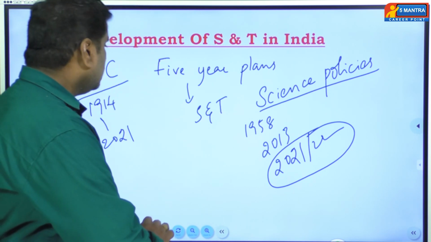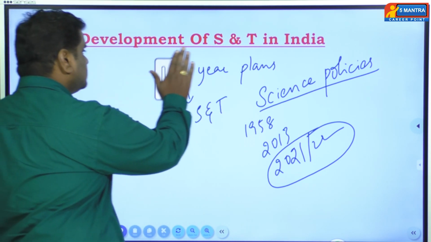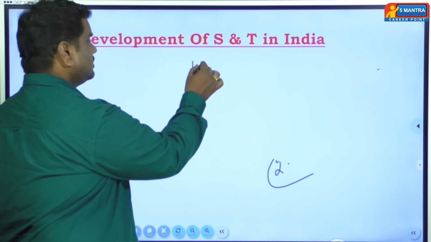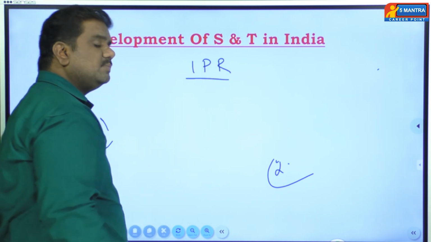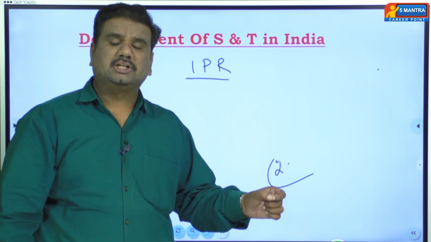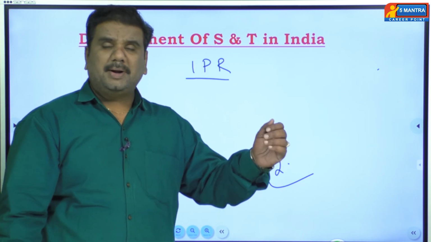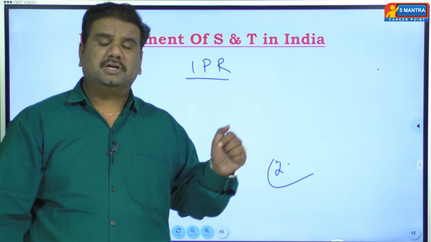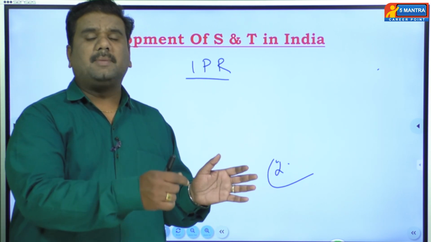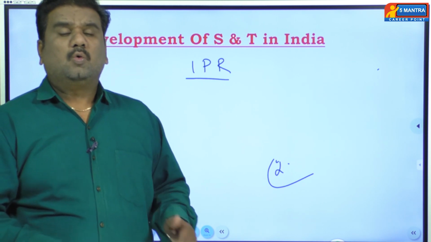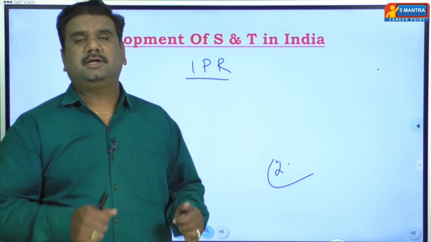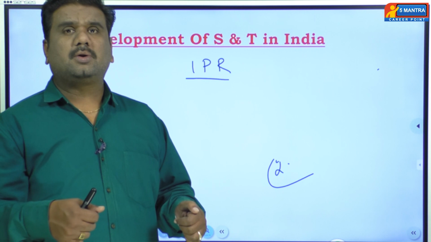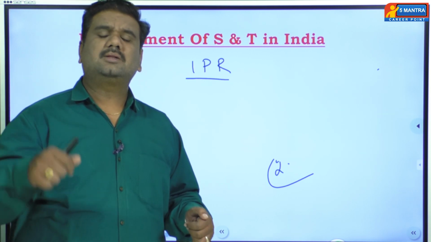At the same time, the most important thing in case of your science policies is intellectual property rights. So what do you mean by intellectual property rights? When IPR was implemented in India, from when did we start implementing intellectual property rights? Why do we need to have intellectual property rights in India? Do we really require them? If at all we require them, in which particular area do we require them?